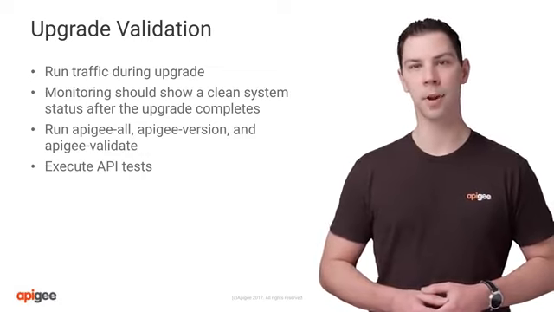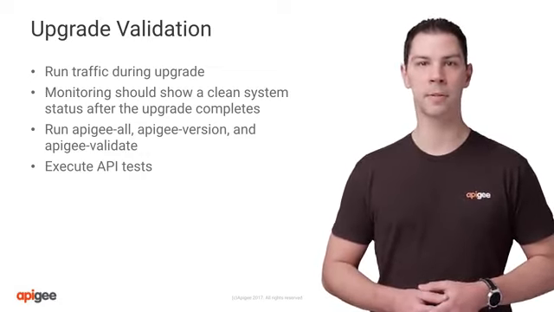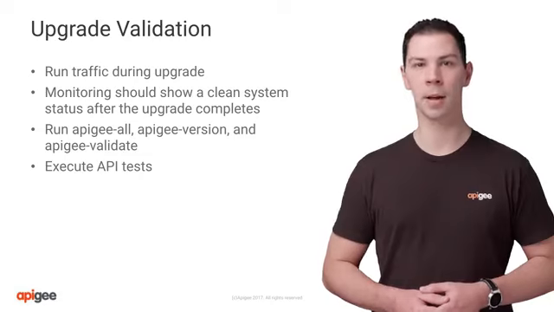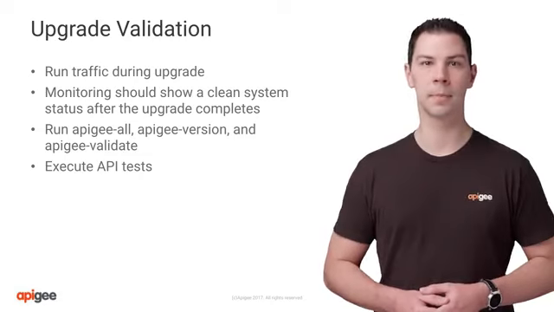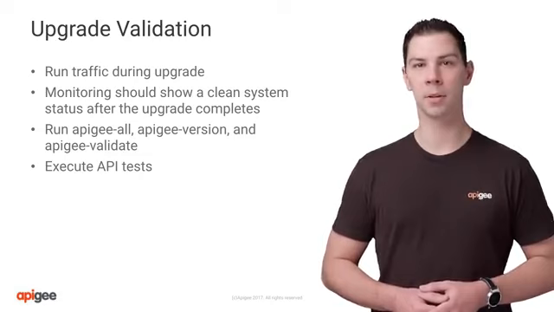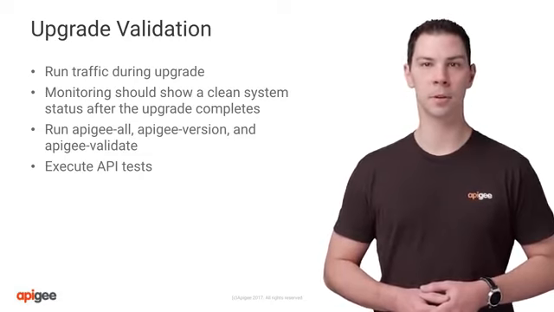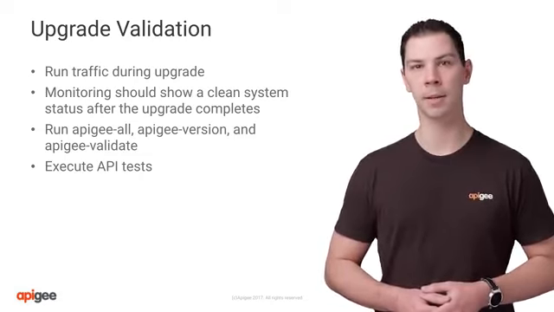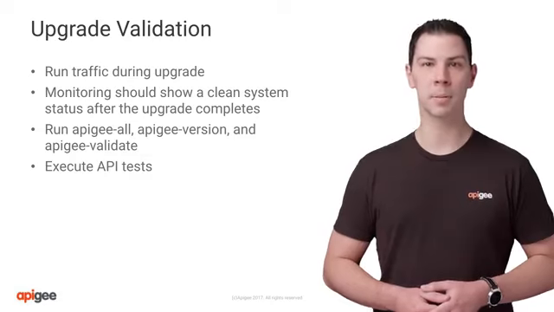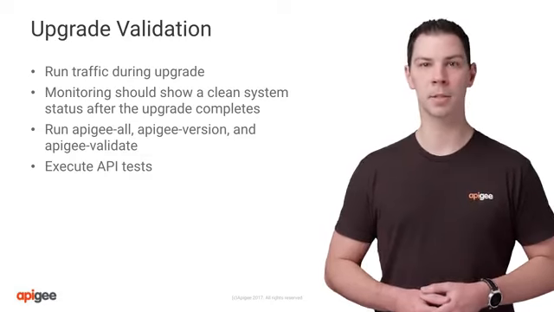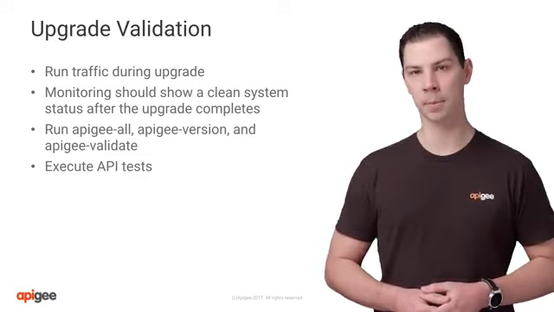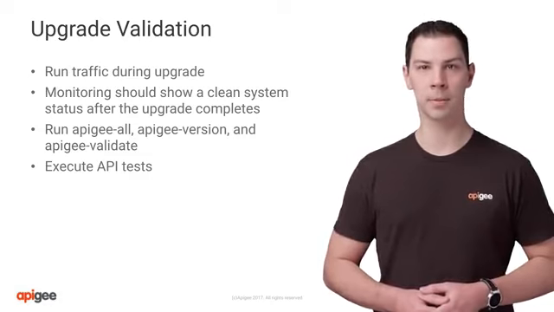If you notice unusual traffic patterns, pause the upgrade to investigate rather than continuing on in case there is an actual problem. You should have monitoring in place to tell you when your infrastructure or the Apigee platform are unhealthy. You will likely receive some alerts during the upgrade process as services are restarted, but following the upgrade, you should check your monitoring platform to ensure that all alarms have been resolved.